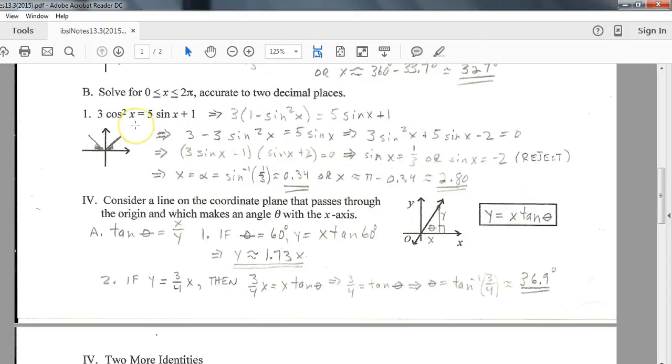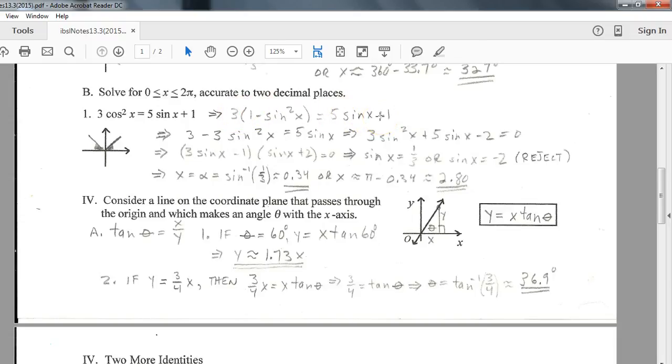So solving this equation right here, again, you're looking to create a common function. As soon as you see the square, you got to be thinking of the Pythagorean identity. So I'm going to replace cosine squared with 1 minus sine squared, and that's going to give me the new equation that you see here.